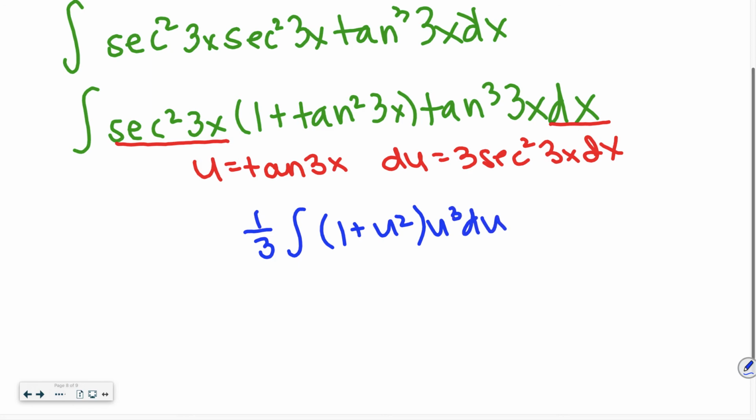Mine looked so much nicer. I literally had a moment where I forgot how to derive and anti-derive secant and tangent. It's like every Thursday.